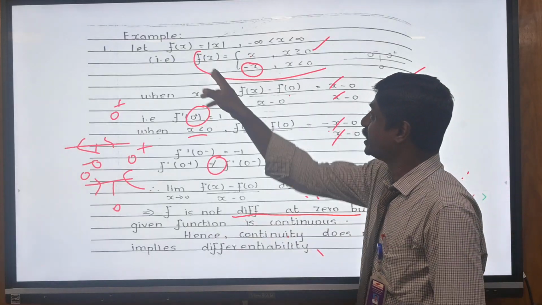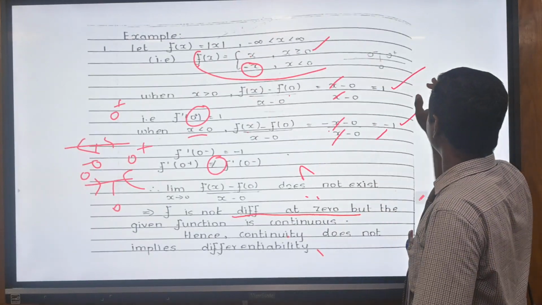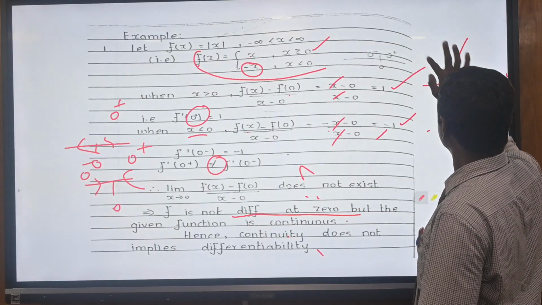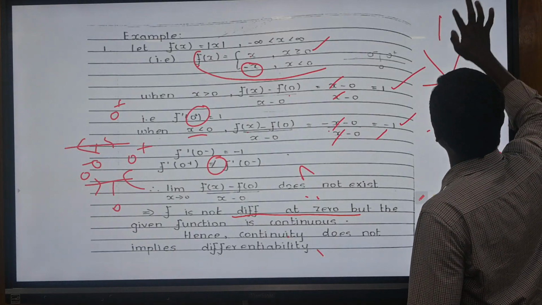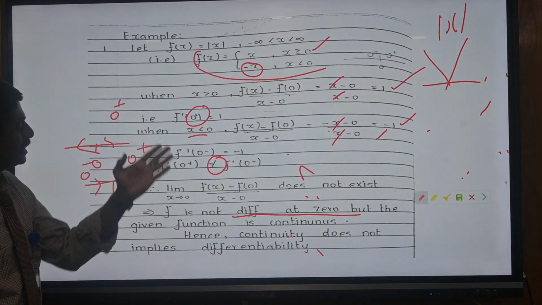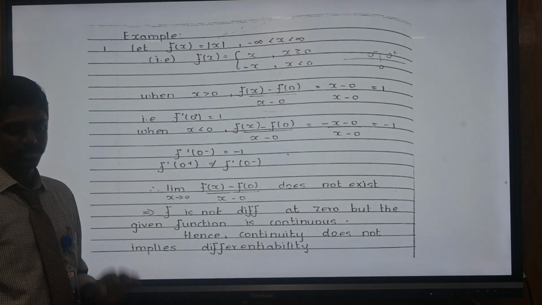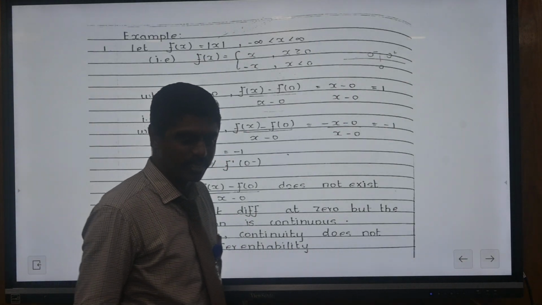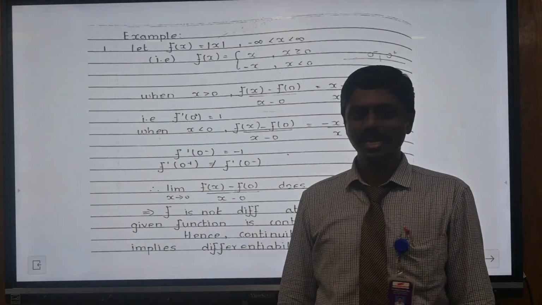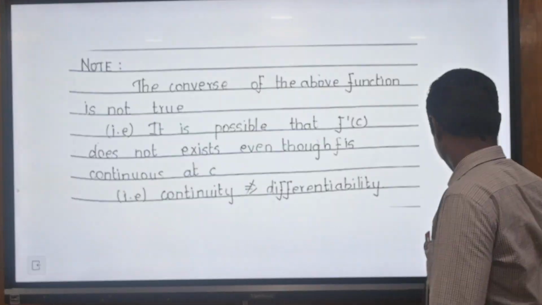But the given function is a continuous function. The beauty of the function at 0 is the mod x graph. It is a continuous function, but not differentiable, which is a nice proof. Hence, continuity does not give differentiability. Every differentiable function is a continuous function, but not conversely. This is nice, you can remember the example: modulus of x.